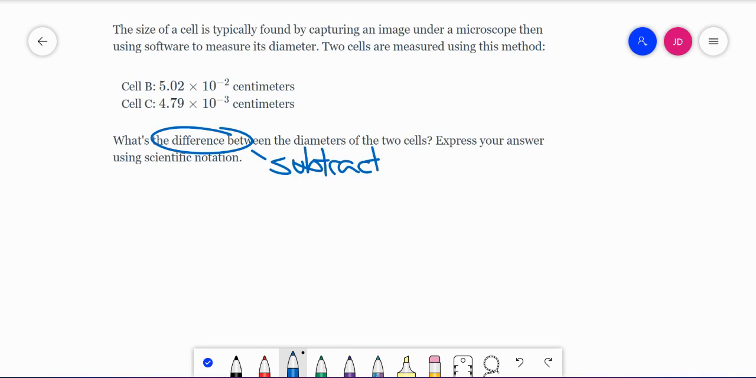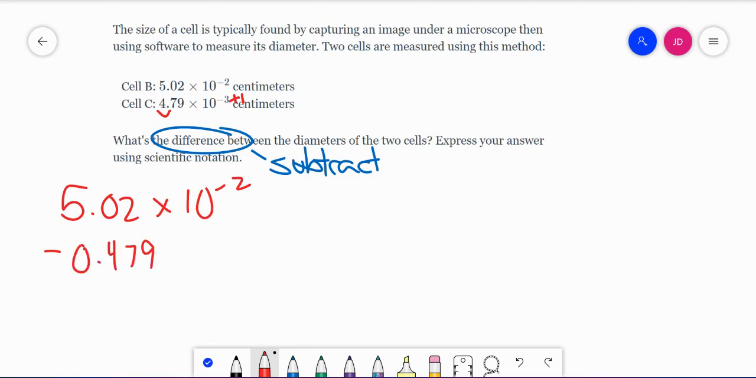Okay, I'm going to subtract. In this case, this is the bigger one. Just be careful with the negatives. -2 is bigger than -3. Remember, when I add 1 to this exponent, I got to move this decimal over 1. So my numbers are going to be 5.02 times 10 to the -2 minus 0.479 times 10 to the negative 2, right? Negative 3 plus 1 is negative 2. And I move this decimal here.